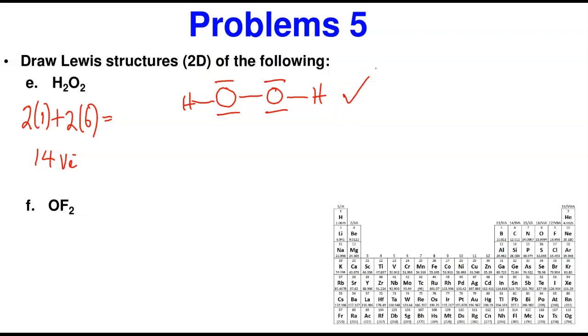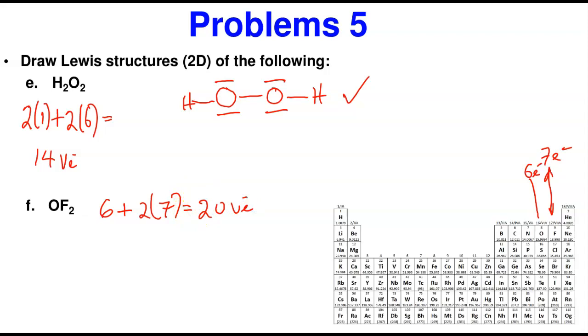Let's go to the next one, OF2. In OF2, what do you see? You see that we have 1 atom of oxygen. Oxygen is in group 6, plus fluorine is in group 7. Remember again, group 7 we have 7 electrons, group 6 we have 6 electrons. And there are 2 atoms, 2 times 7. 2 times 7 is 14. 14 plus 6 will give us 20 valence electrons.